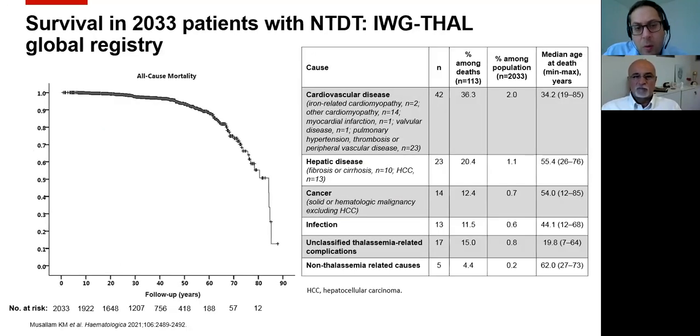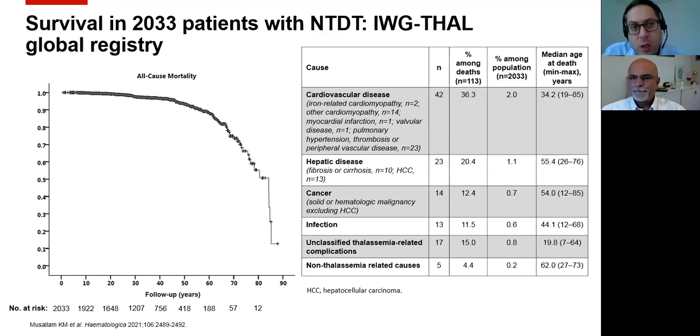This is recent data, actually, from a very large data set from the International Working Group on Thalassemia, a database based in Palermo, Italy, with Professor Aurelio Maggio, with a large group of patients included from various centers, including also the involvement of Dr. Ali Taher and Dr. Amal Bishlawi.